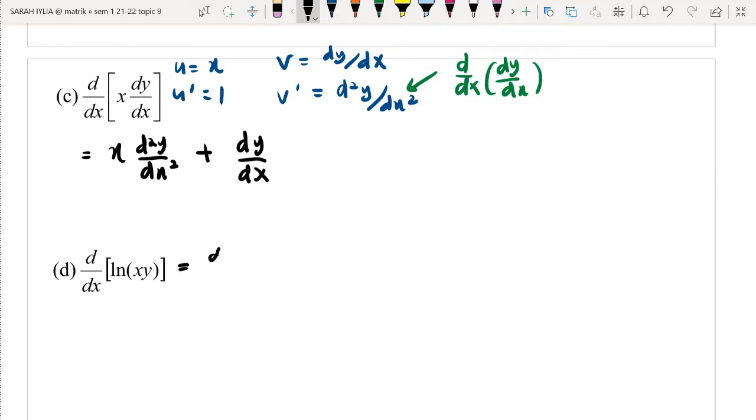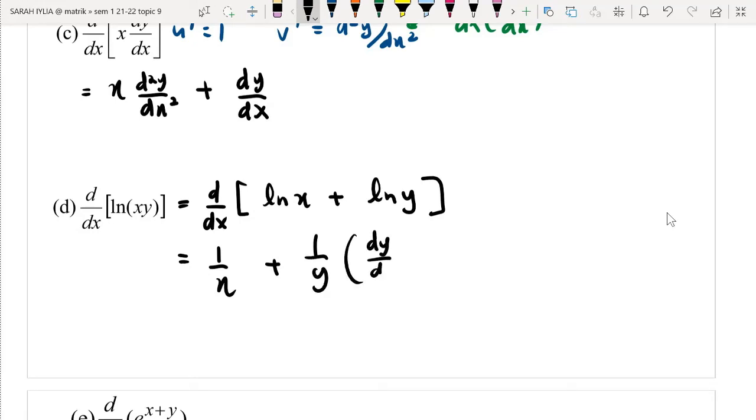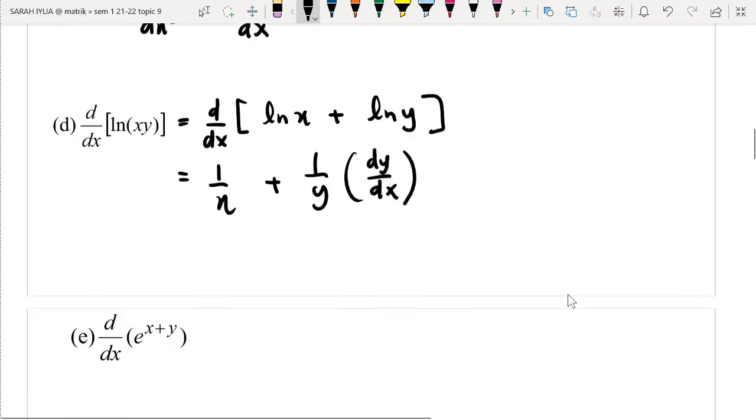Moving on, now we have to differentiate ln xy. Remember, we have discussed this before. When it comes to ln, try to simplify our equation first. So this would be equal to ln of x plus ln of y. Saya asingkan dia. Hasil darab jadi tambah. Barulah senang nak differentiate satu-satu. So derivative of ln x would be 1 over x. Derivative of ln y would be 1 over y, but since this is y variable, so we have dy over dx. Okay, boleh go.